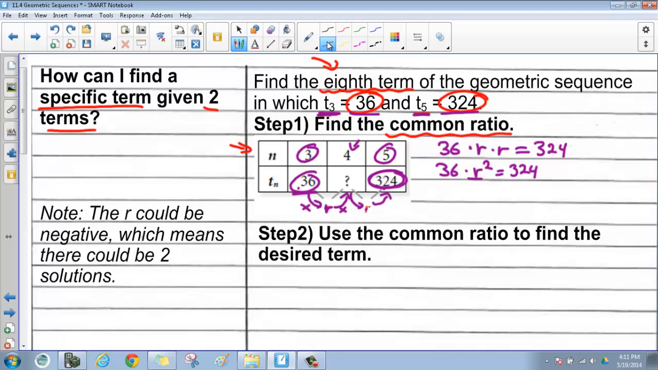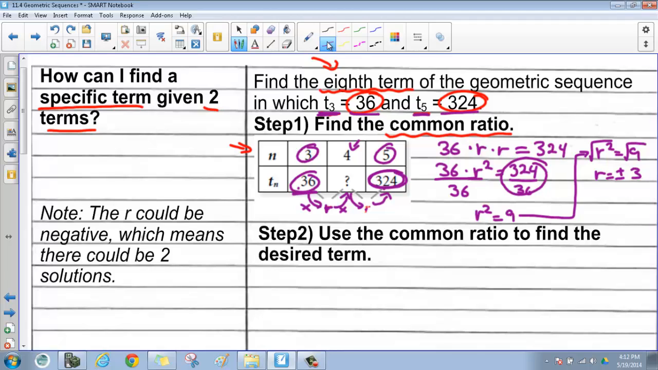So let's start by dividing both sides by 36. Now, just because I did this before, I know that 324 divided by 36 is 9. So I have r squared is equal to 9. Now I still got to solve this, so I'm going to bring this back up here. I've got r squared is equal to 9. Now how do you get rid of that square? You just take the square root of it. So we got r is equal to plus or minus 3. Don't forget that plus or minus when you take the square root. It could be plus or minus.